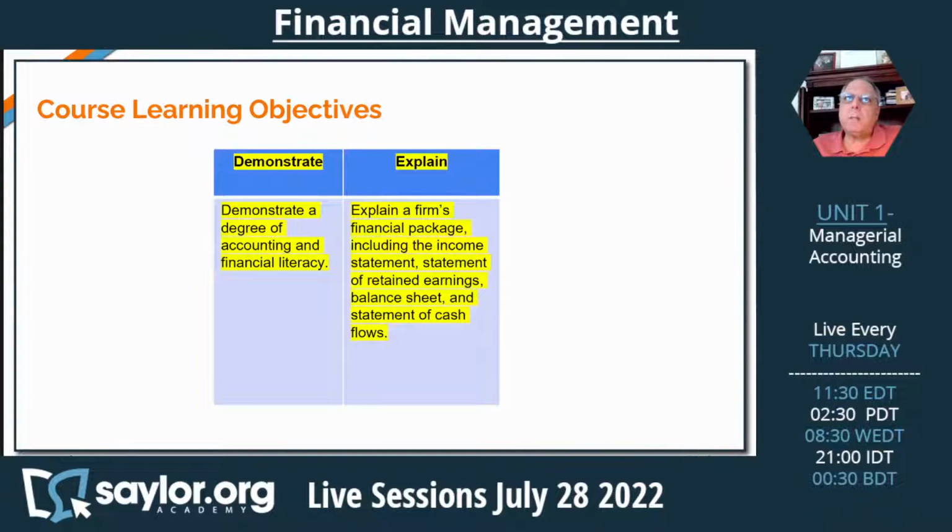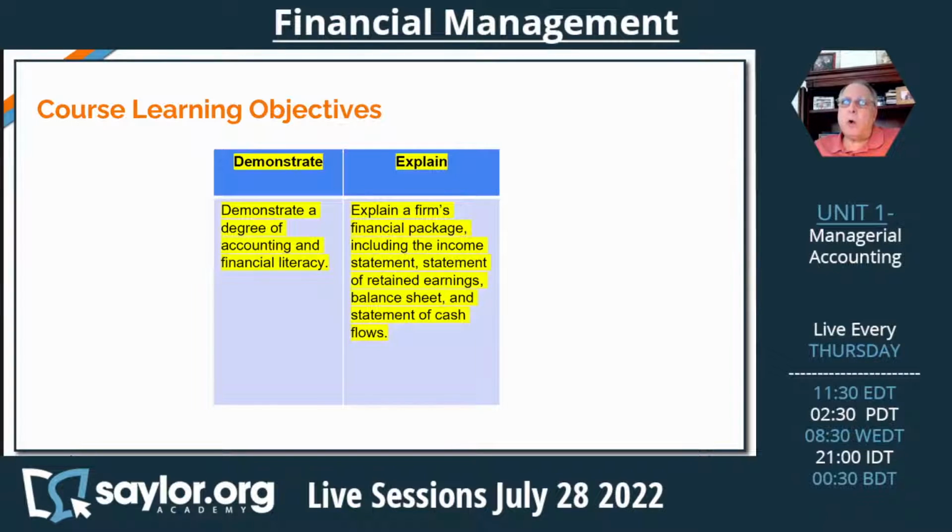One is the ability for you to demonstrate a degree of accounting and financial literacy. And all that means is that I want you to feel comfortable in being able to talk about the role that accounting and finance play in the operation of a business. What's the purpose? What are their main responsibilities? What are some of the outcomes that come out of these management functions?